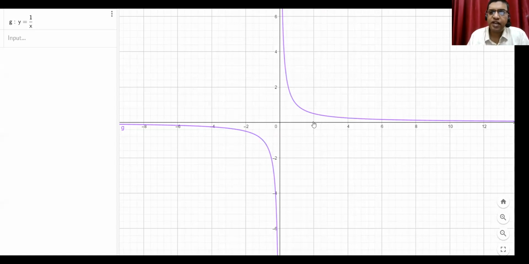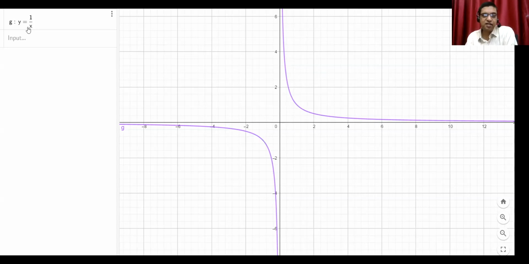And then when x becomes smaller and smaller, close to 0, say x is 0.001, 1 by x will be 1 by 0.001, that will be 1000. So it will go up. When x is equal to 1, function value will be 1, but when x is greater than 1, function value becomes lesser than 1, and when x is lying between 0 and 1, function value becomes greater than 1 and reaches infinity.